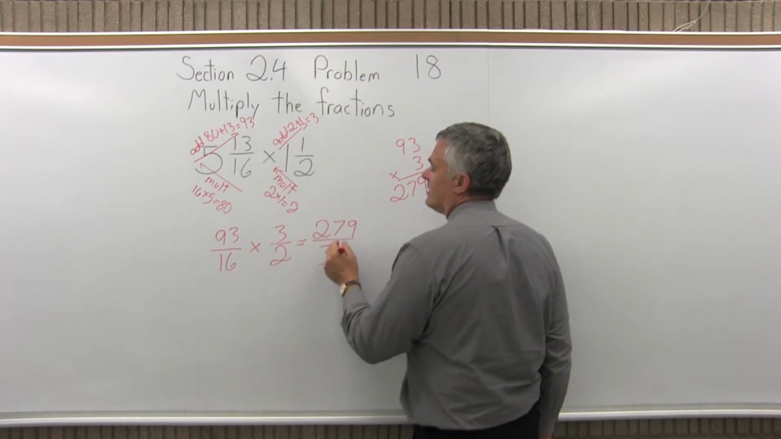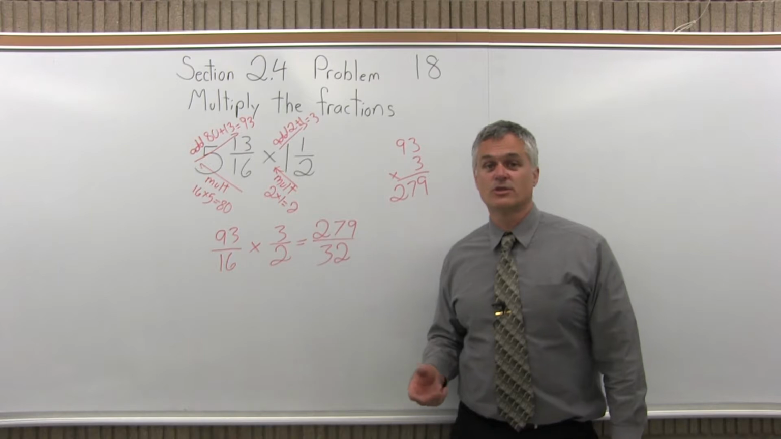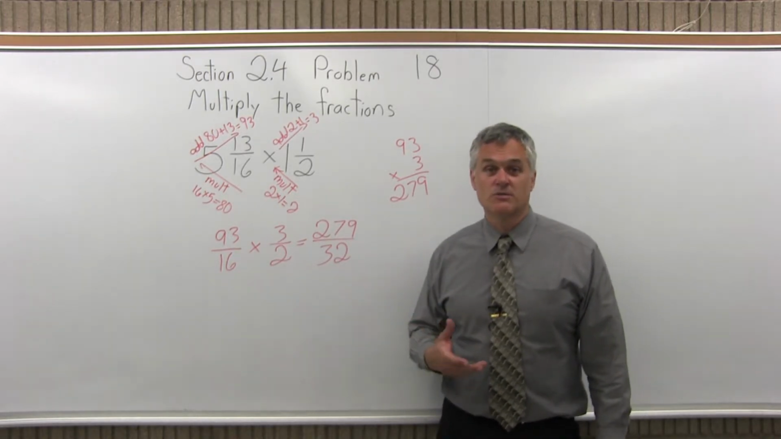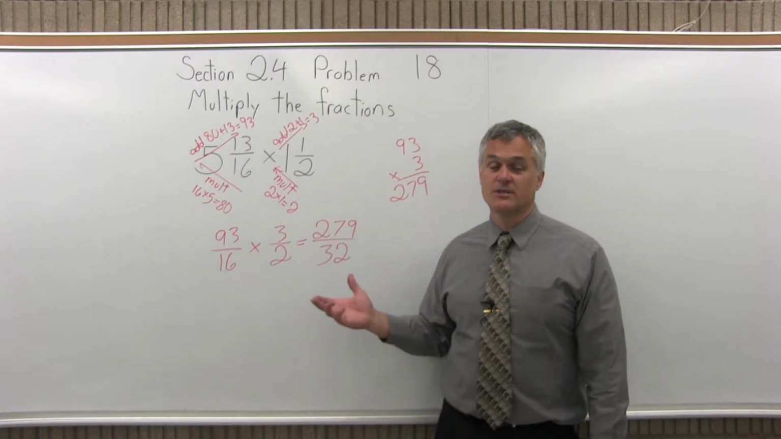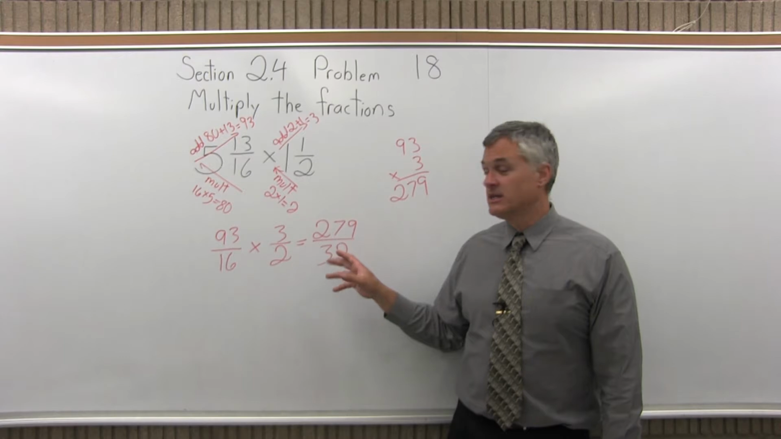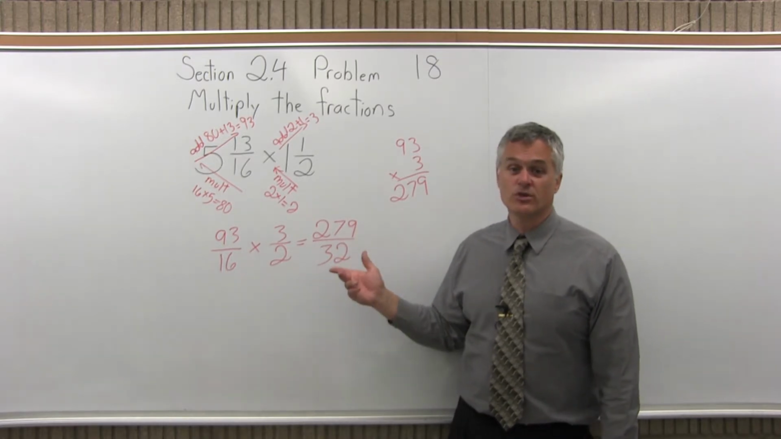So what I have here is an improper fraction because the numerator is larger than the denominator. And if the instructions for the problem don't specifically say that you can't leave it as an improper fraction, then this is good, you're done. You want to check to see if you can reduce it, and it does not reduce. There's nothing that divides into both 279 and 32.